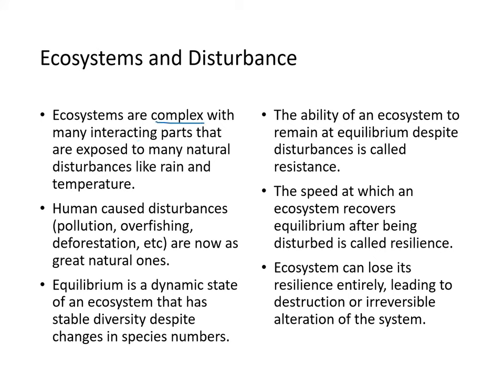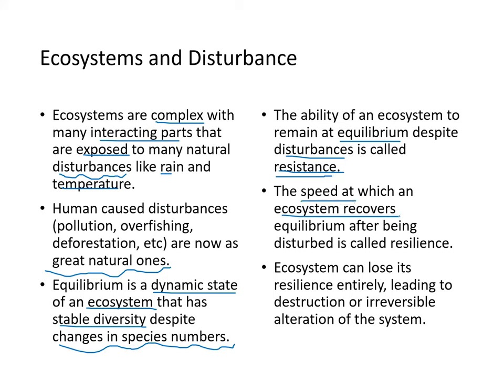Ecosystems are complex with many interacting parts that can be exposed to natural disturbances like rain and temperature changes. Human-caused disturbances, such as pollution, overfishing, and deforestation, are now as great as the natural ones. Equilibrium is a dynamic state of an ecosystem that has a stable diversity despite changes in species number. The ability of an ecosystem to remain at equilibrium despite disturbances is called resistance. The speed at which an ecosystem recovers to equilibrium after being disturbed is called resilience. An ecosystem can lose its resilience entirely, leading to destruction or irreversible alteration of the system.